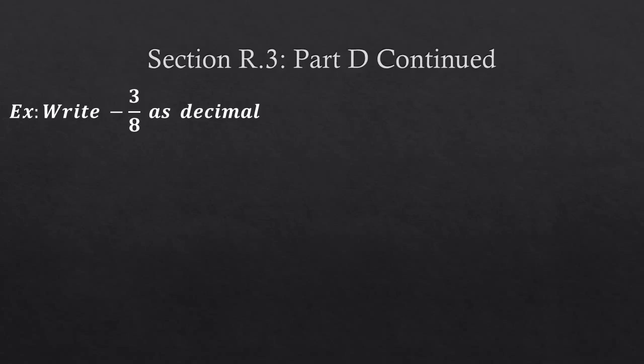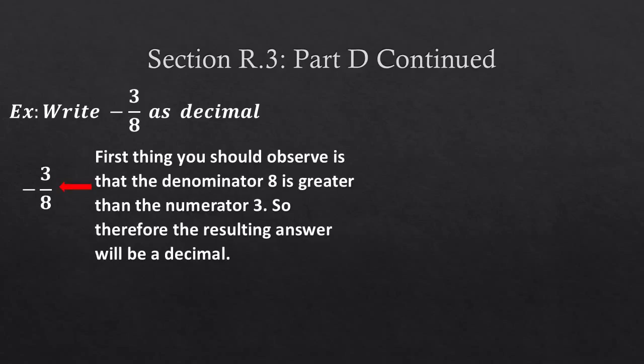Write negative 3/8 as a decimal. First thing you should observe is that the denominator 8 is greater than the numerator 3. So therefore the resulting answer will be a decimal. So again, we'll go back to old-fashioned division. We'll take 8 divided into 3, or 3.0. 8 does not go into 3 evenly, so that gets a 0. We'll bring up our decimal point. 0 from 3 is 3.